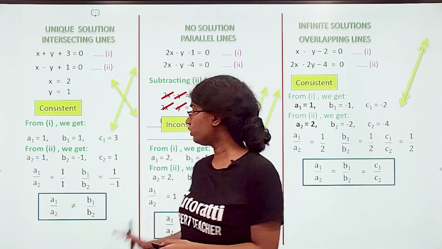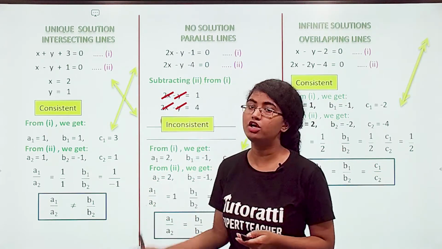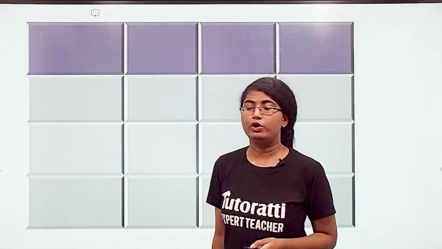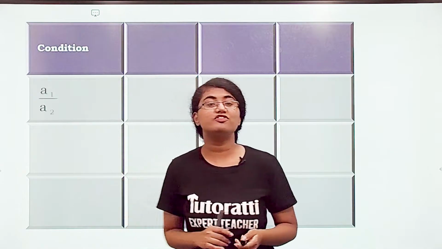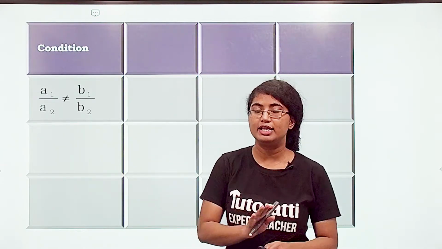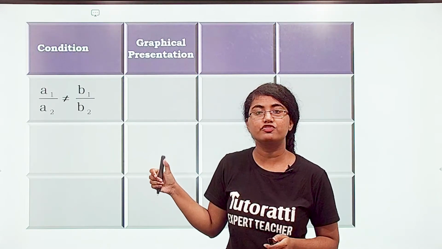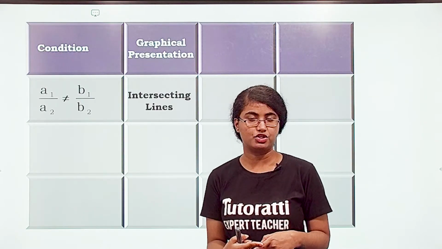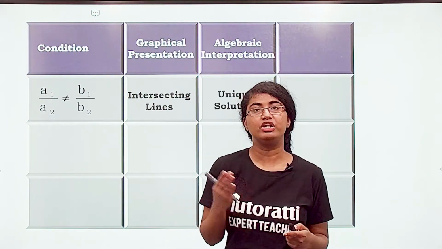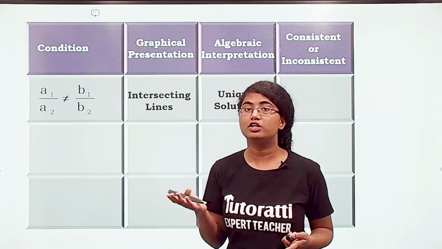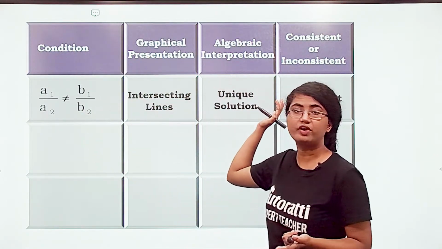Now we are going to pull this all together into a proper table and remember this in a systematic way. First of all, the condition. What is the first condition? a1 upon a2 is not equal to b1 upon b2. What is the graphical representation of this? Intersecting lines. What is the algebraic interpretation? That it has a unique solution. And is it consistent or inconsistent? It is consistent.